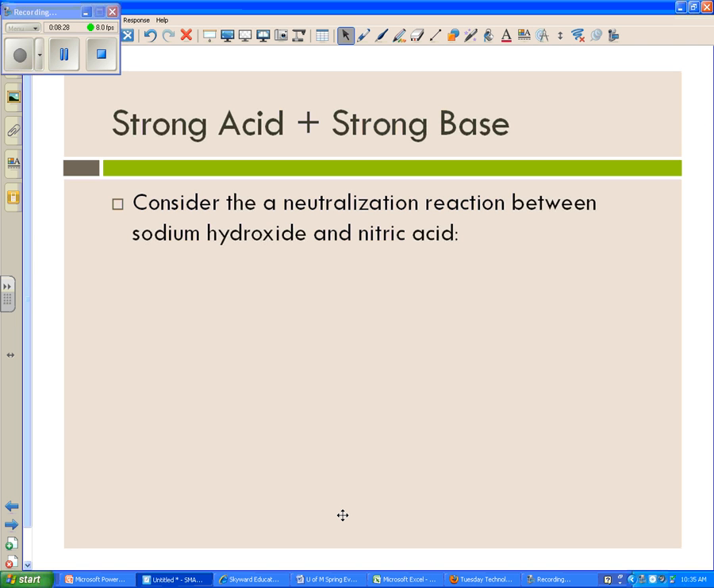If I didn't have the heading of strong acid and strong base, how would I know that sodium hydroxide is a strong base? It has hydroxide ions. It's a hydroxide-containing compound. So strong bases are hydroxide-containing compounds. How would I have known that nitric acid is a strong acid? Because there's a list of 4 strong acids that you just have to know.